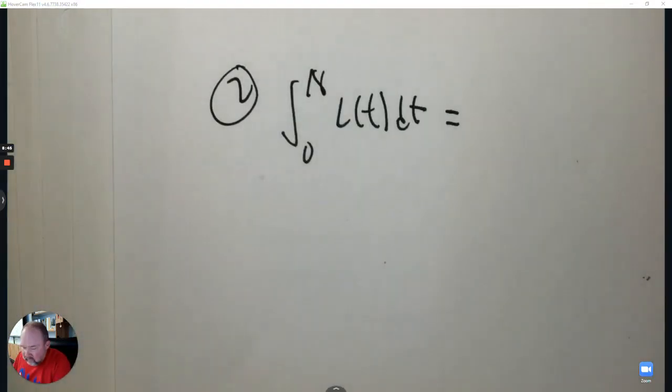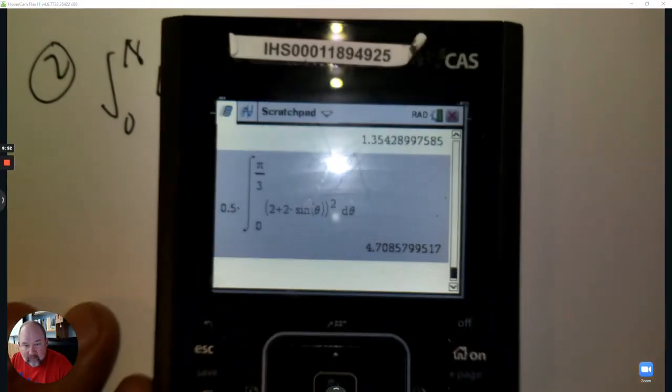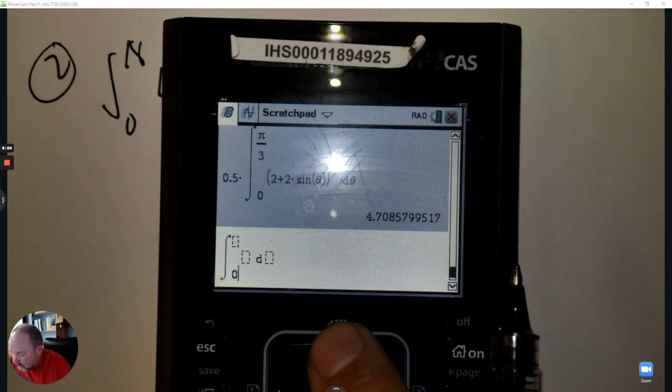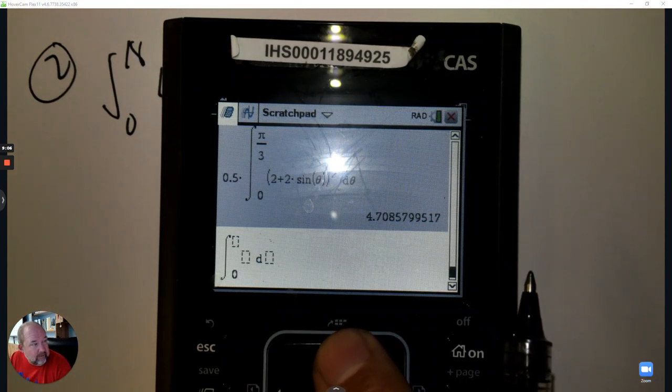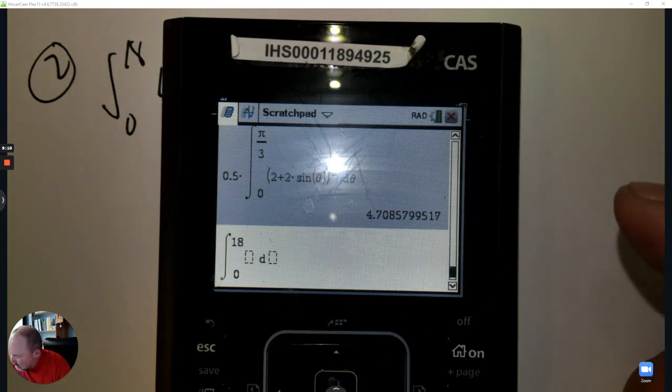They're testing your skills. Let's see. Can you actually type it in correctly? It's kind of sad that they test your skills like this, to be honest. You should just be able to not have to do that. Menu algebra or menu calculus, integrate from 0 to 18. And then can you type it in correctly? See, I don't think it should be tested quite like this.